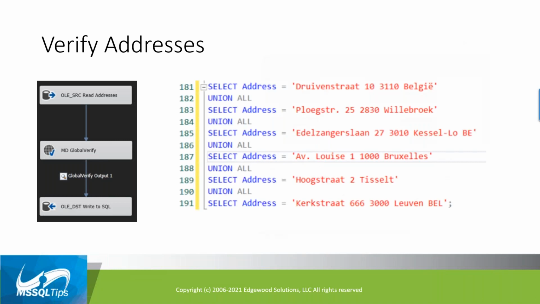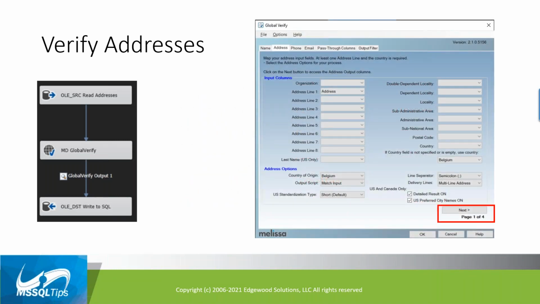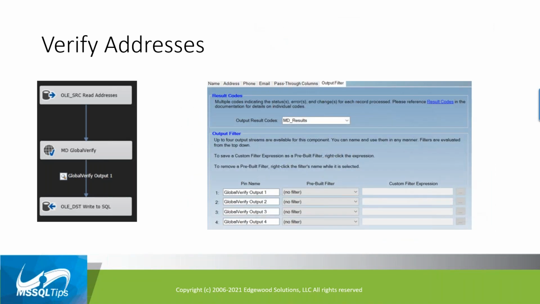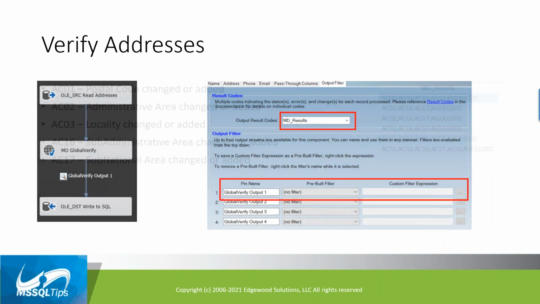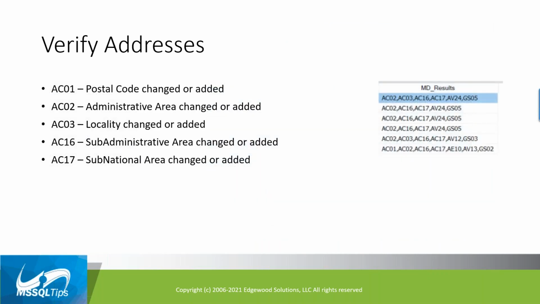So again, that's the input. I explained to you how we could configure everything, how we could do the result codes and the outputs. And just to give you an idea what those result codes are, it says, for example, okay, I changed or added the postal code, I added the province, I changed or added the location, and so on and so on. So you have different codes for that, and you can create custom outputs for those. So if something is changed, put it in this specific output.